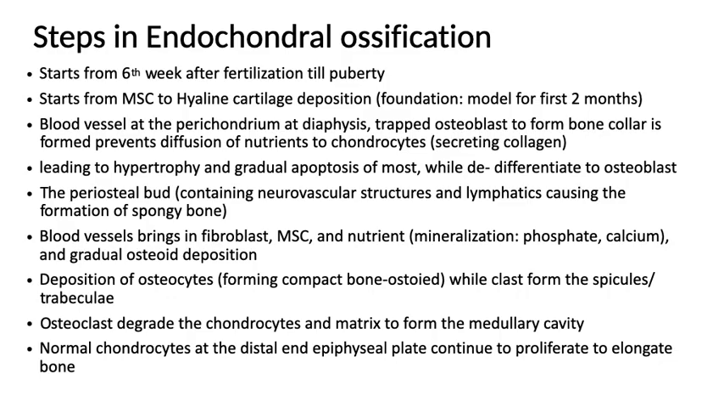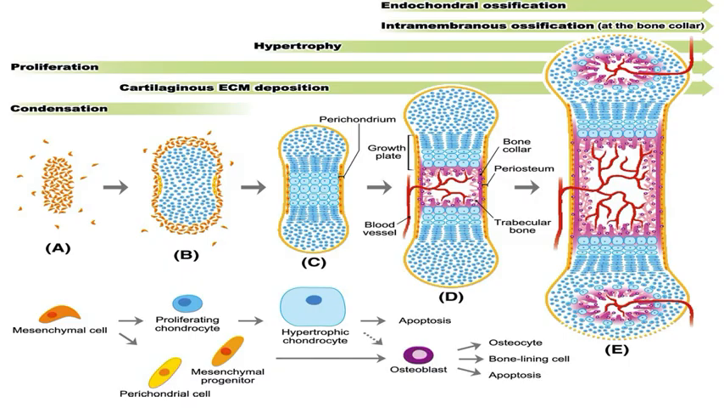And some researchers believe that some of the trapped chondrocytes undergo de-differentiation to give rise to osteoblastic cells, but that is still argumentative. All right, so the bone continues to grow at the epiphyseal plate due to proliferation of the chondrocytes. So basically these are the stages of endochondral ossification, but this diagram will explain more.